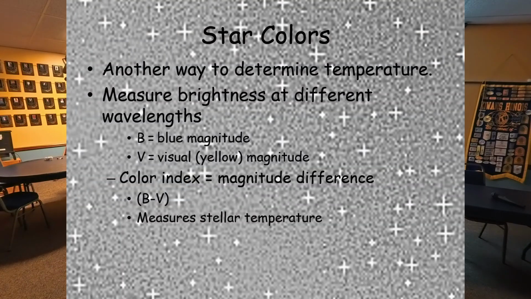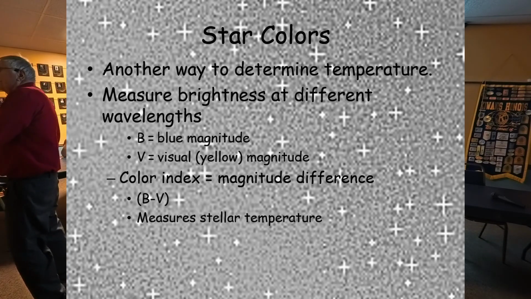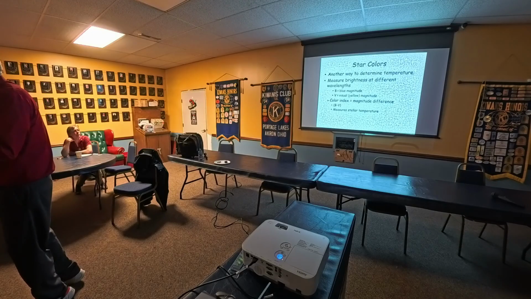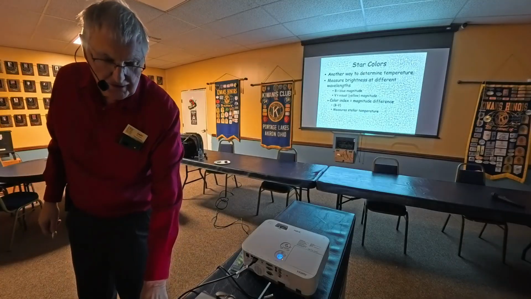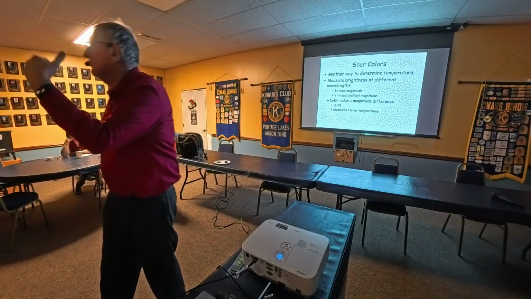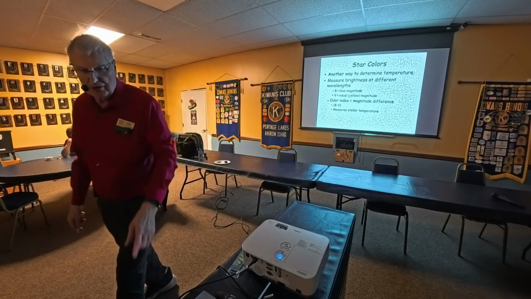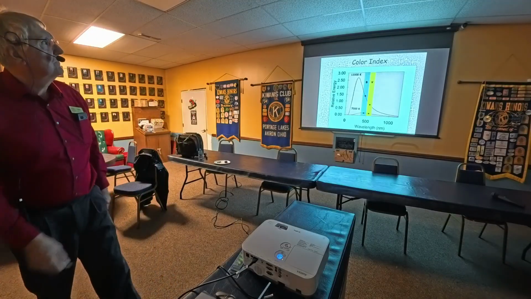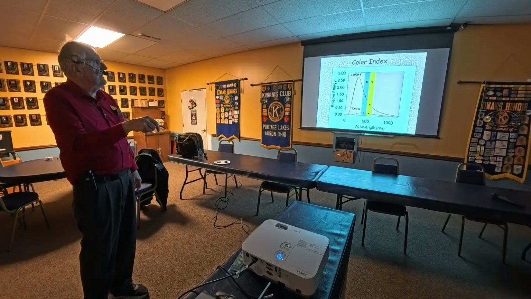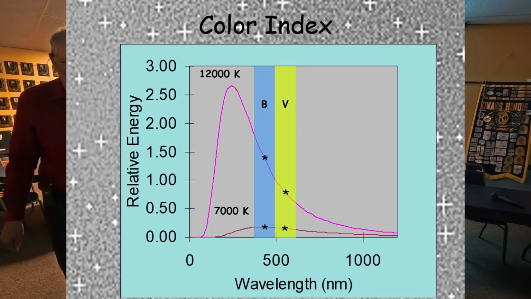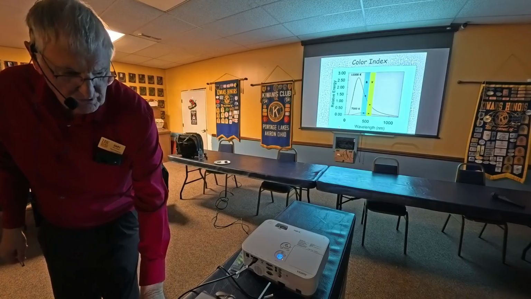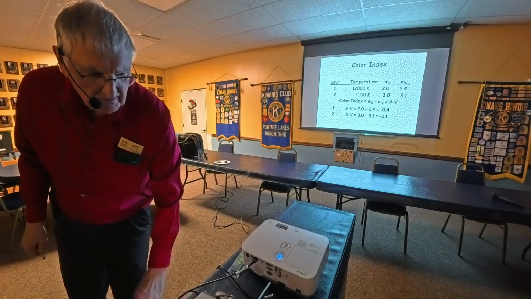Another way to determine temperature, I just love it. We have degrees Kelvin, you'll see we have B minus V, and we have spectral class. All of those refer to temperature. So another way to determine the temperature is something called B minus V, which is blue minus visual magnitude. And so what you do is you take a measurement of the magnitude of a star with a blue filter and then a visual filter, and you notice there's a difference between those two.